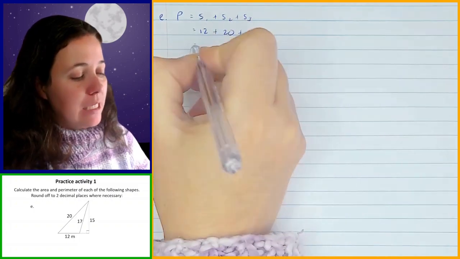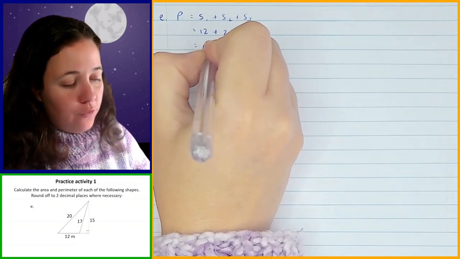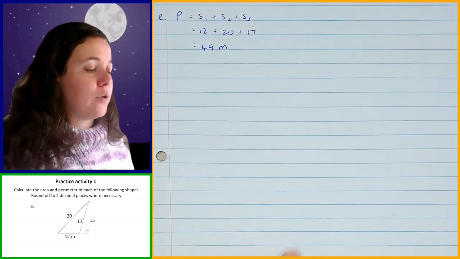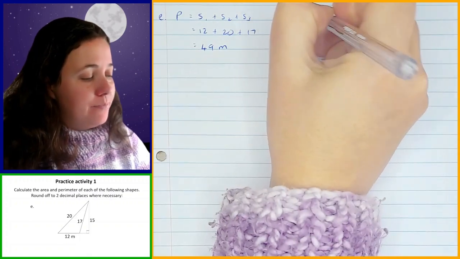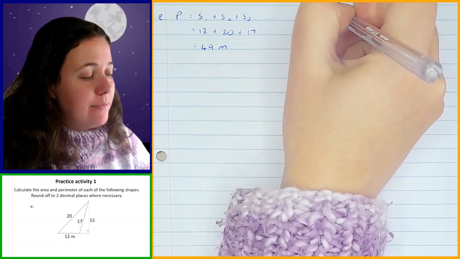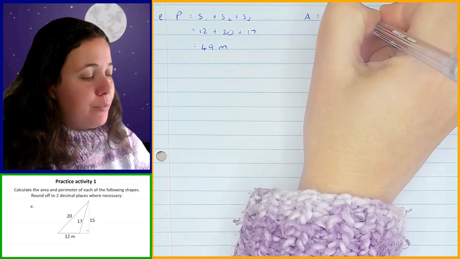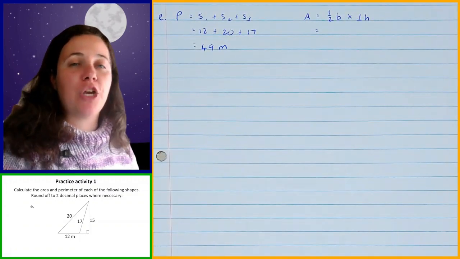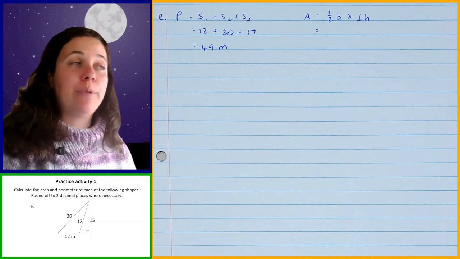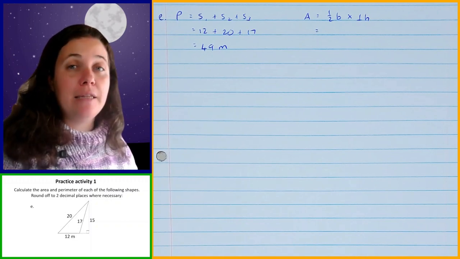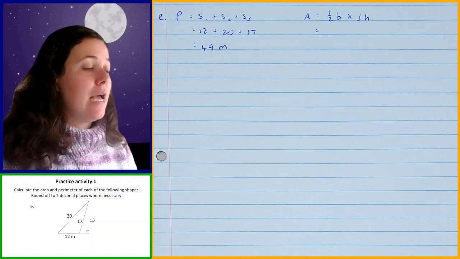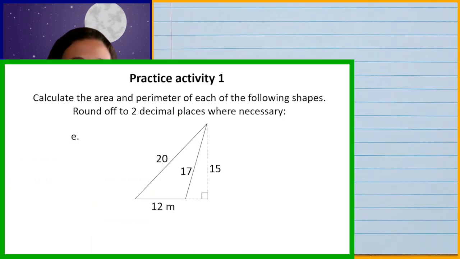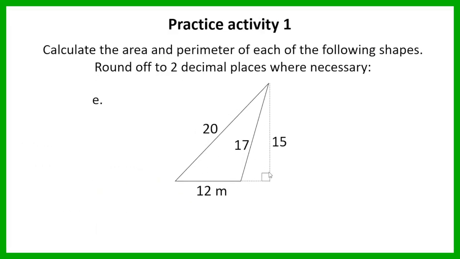So when you add those up, you should have got 49 meters. Okay, then your area, half times the base times the perpendicular height. In this example, if you look for the perpendicular height, you'll find that you've got 15 there. It is perpendicular, let's look over here, this 15 is perpendicular to 12, which has been extended over there.